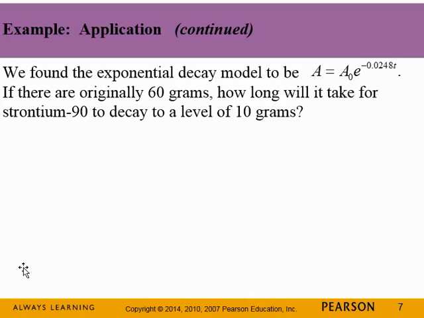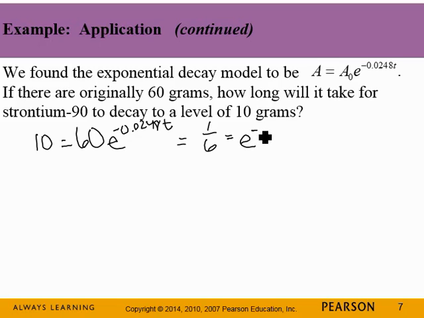Now in the next question, it's going to ask you about amounts. So we found the exponential decay model to be that. If there was originally 60 grams, how long will it take the strontium-90 to decay to a level of 10 grams? So we want our new one to be 10. Our original is 60. So if I were to divide both sides by 60 and simplify, I have 1/6 equals e to the power.